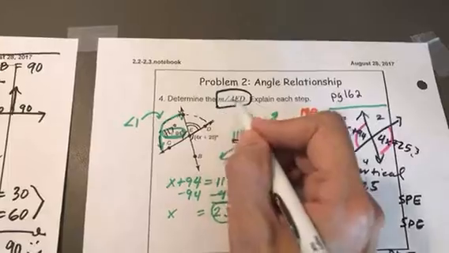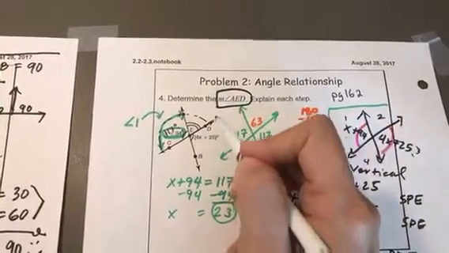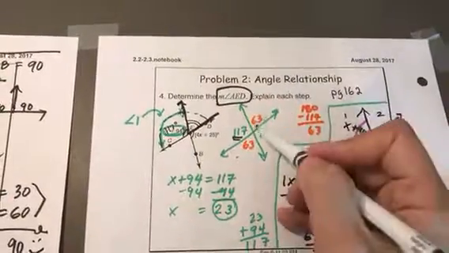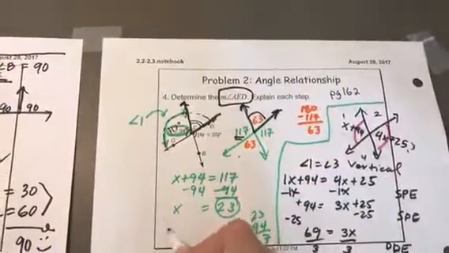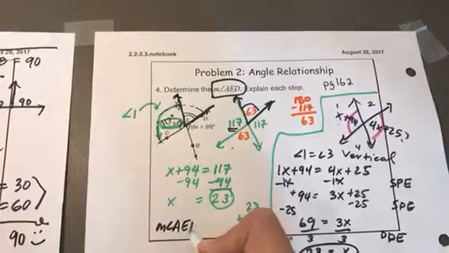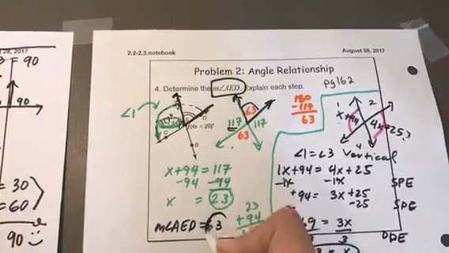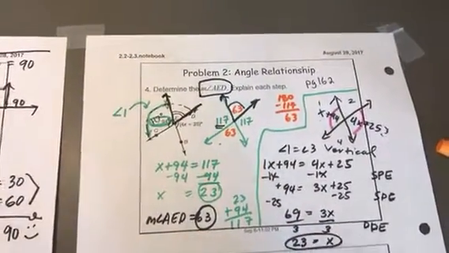It said determine angle AED. So AED is this smaller angle. Ultimately, they want to know the acute angle. So the measure of AED is 63. Technically, that's all they asked in the problem.